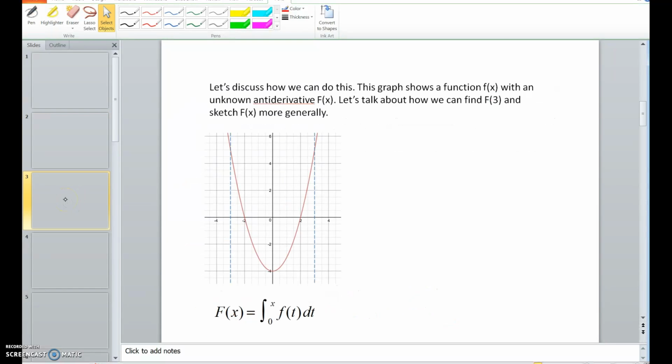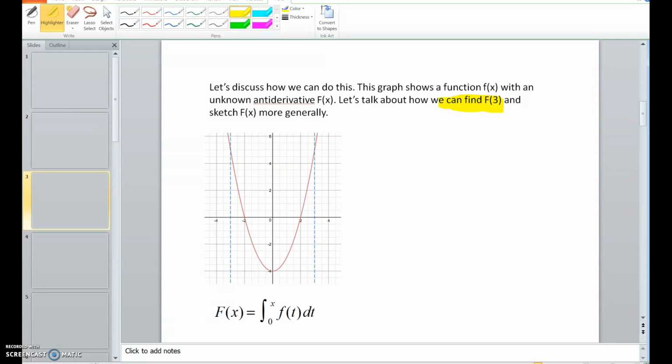Okay, so let's talk a little bit about the theory and the concept of the second fundamental theorem of calculus. I've got a parabola up here on this graph. We do know how to find the antiderivative for a parabola, but let's just pretend that we didn't. So the idea behind the second fundamental theorem of calculus is that I am going to start integrating at 0. And first we're going to talk about how we would find F of 3.